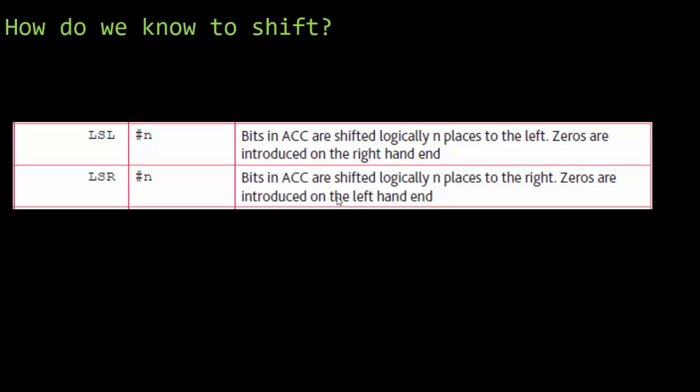Well, we can look at assembly language. So here it says bits in the accumulator are shifted logically in places to the left. Zeros are introduced on the right-hand end, which we saw earlier today. Now that we understand that, this makes a lot of sense. We know this stands for logical shift left.